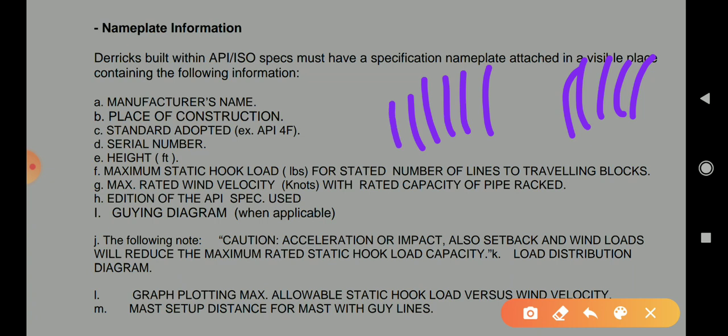And the maximum rated wind velocity, this is very important, because in some cases the wind blows at very high speed, and then it is not possible to run in, run out, or carry out normal operations, because our fast line moves very quickly and will be affected. The next, the last but one, is the addition of the API specifications used. And the last one is the guying diagram, when applicable only.